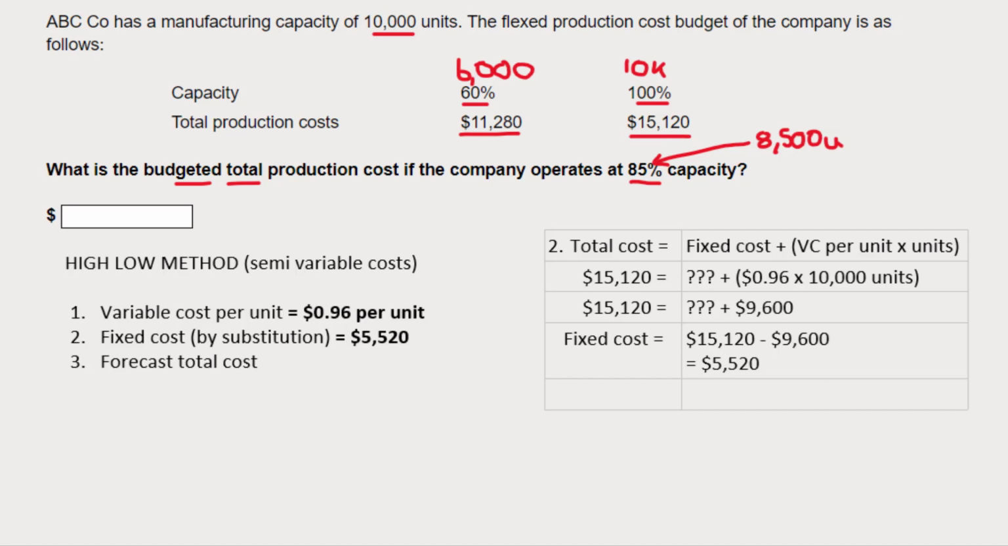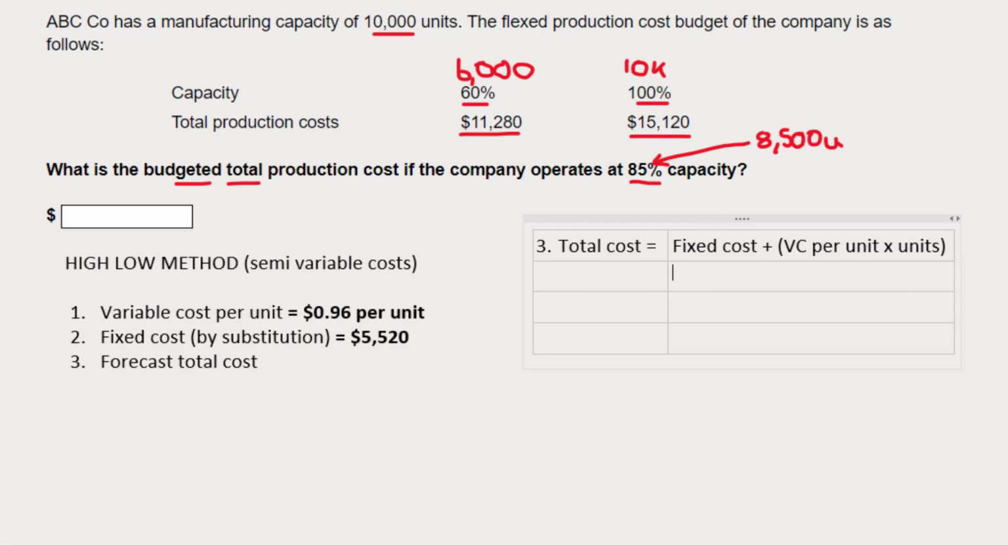Right, we're well on our way to answering this question now. On to the last bit, forecasting the total cost. The third stage requires exactly the same formula as stage 2. The total cost is equal to the fixed cost plus variable cost per unit times the units. But now I'm going to work at the point I'm trying to forecast of 8,500 units. So let's start sticking some numbers in. So my fixed cost, we just calculated it, 5,520. The variable cost per unit is 0.96. And the number of units we're forecasting for is 8,500.